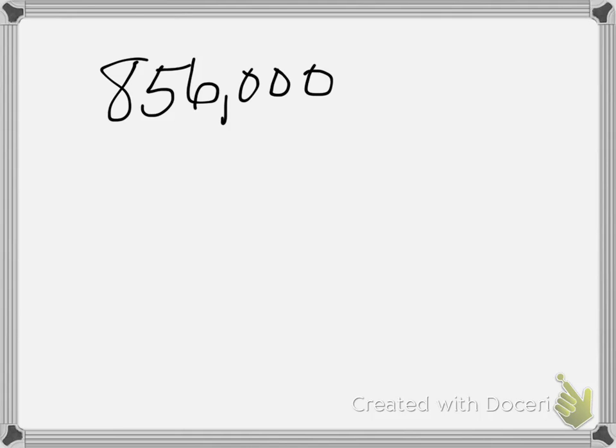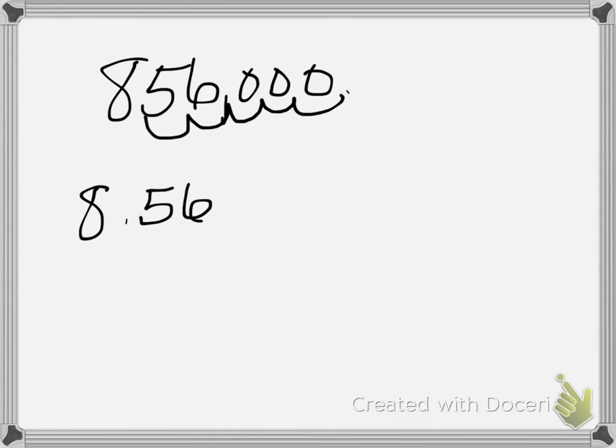So let's take a look at example 1 here. We have 856,000, and we need to write this number in scientific notation. Keep in mind, your decimal is always out here to the far right. So we're moving it left, which means we'll get a positive exponent. We move it left 1, 2, 3, 4, 5 spots, so we have 8.56 times 10 to the 5th, which is how you would write that number in scientific notation.